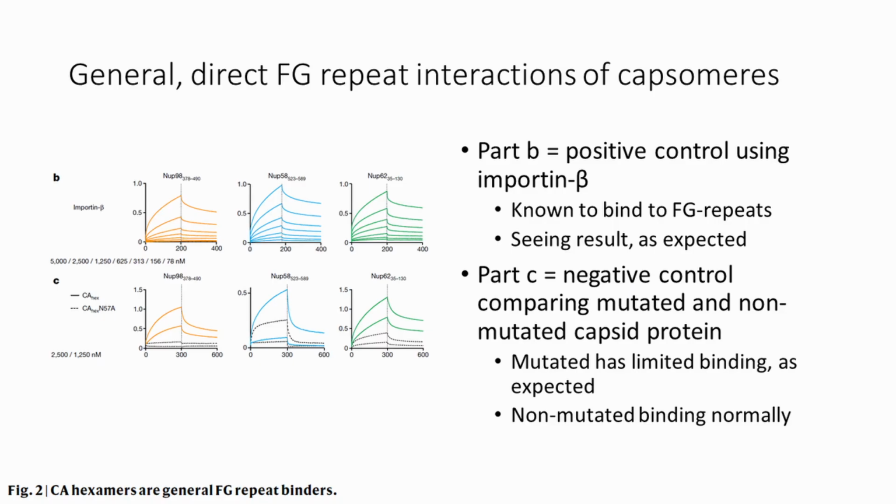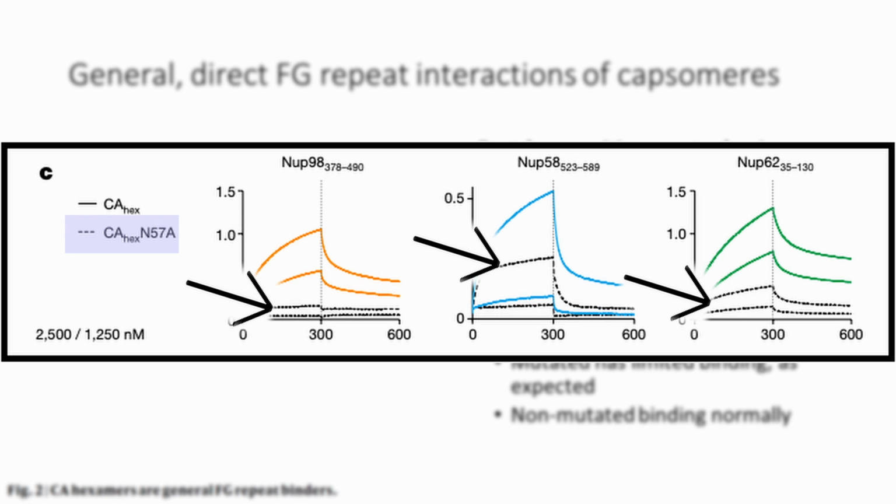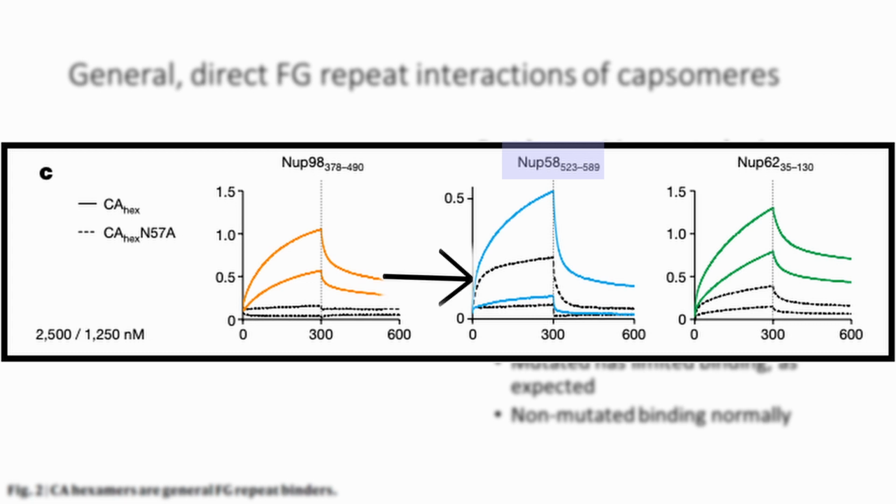Then in part C, we have binding with the normal capsomere, which is the colorful lines, versus the mutated, which is represented by the dashed line in each graph. So in this mutation, the FG motifs can't bind. In the middle chart for the NUP58, it looks like maybe there's a little bit of binding, but if you look at the scale, it's 0.5 versus 1.5 for the others, so we might be a little bit skewed there.